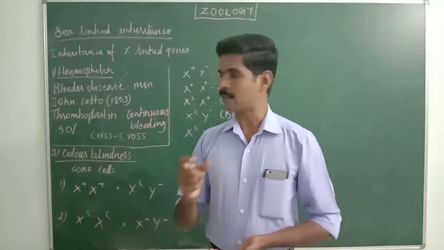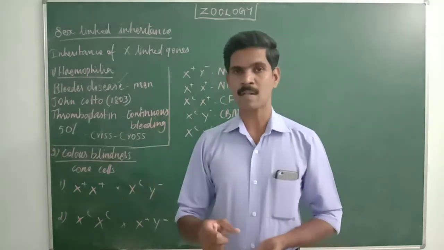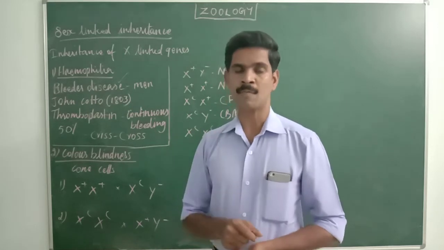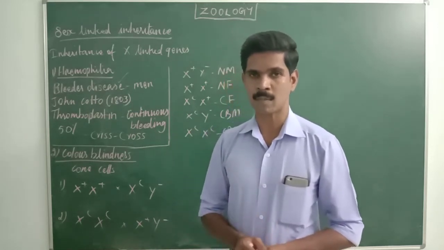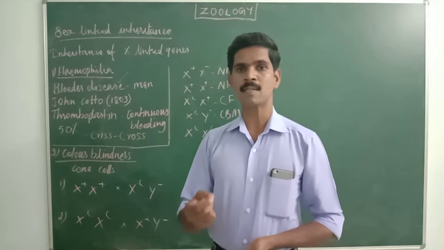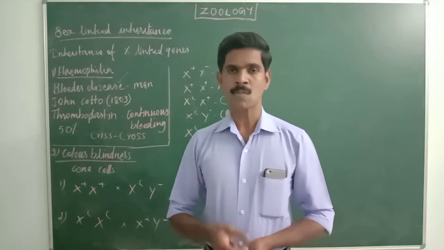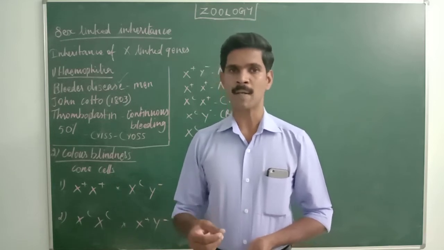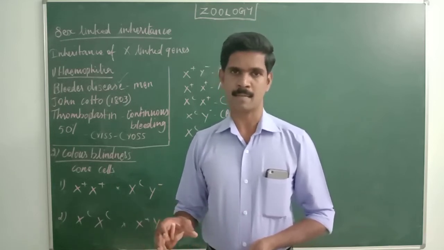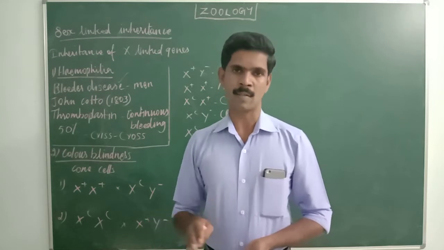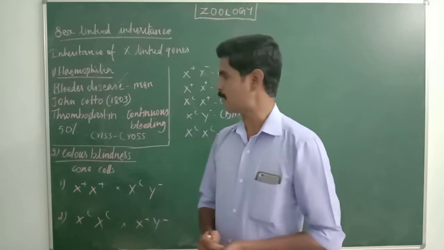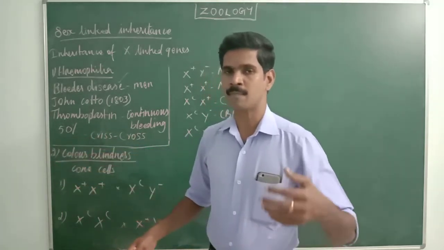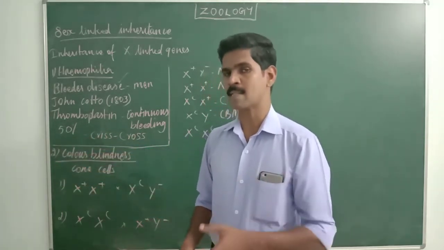The third point is that this disease was first reported by John Cato in the year 1803. The fourth point is thromboplastin. Thromboplastin is used for blood clotting. So if anyone is affected by this disease, thromboplastin production is completely absent, so the blood does not clot and keeps bleeding continuously. And the next point: maximum 50% of this disease is transmitted from the carrier mother to her son.